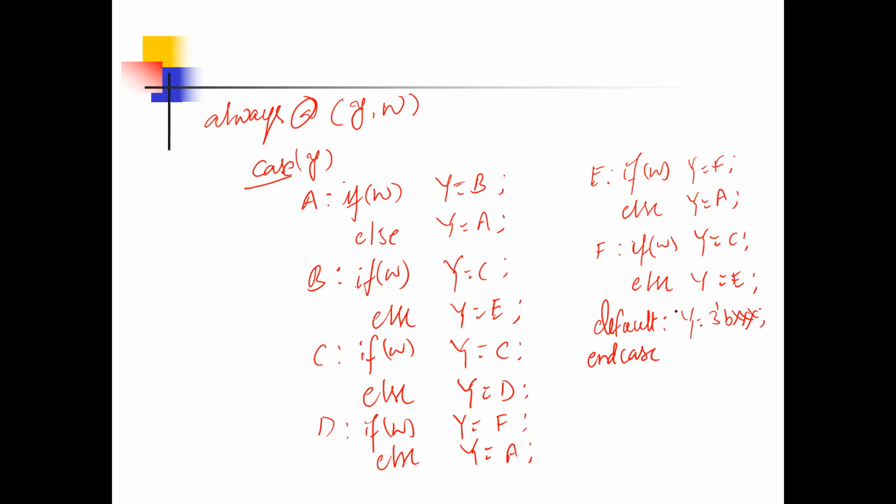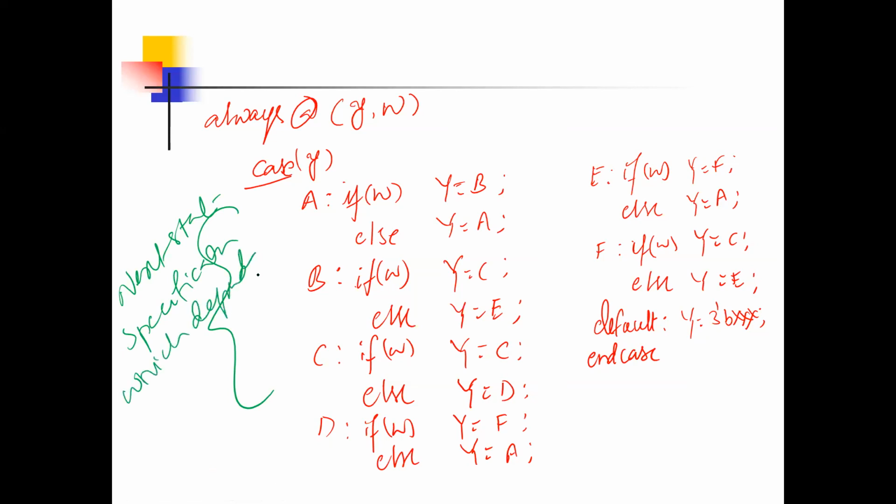This is one of the procedure blocks. So generally, all these statements are for the next state specification, which depends on small y and input W. Now this is only one procedure block. 2 more are there. This one is for the next state logic.